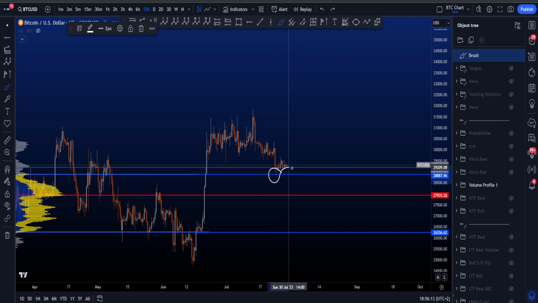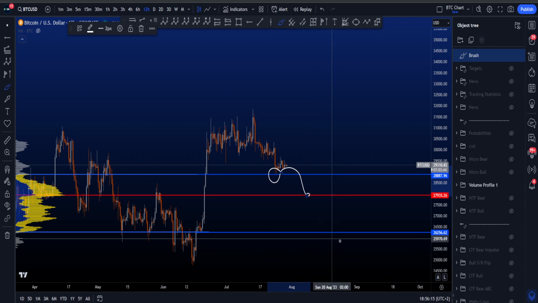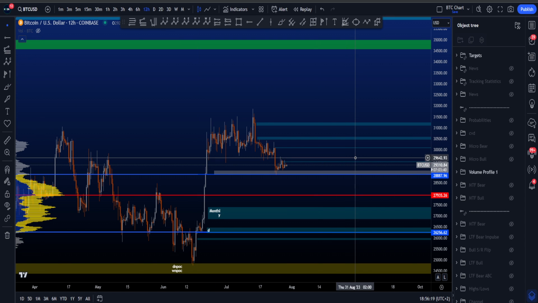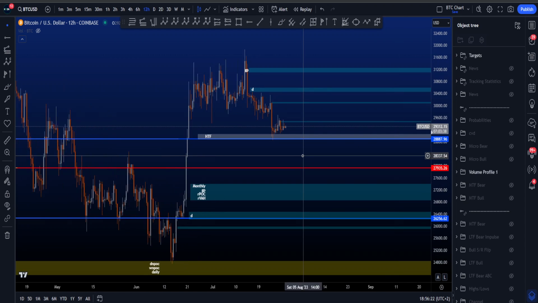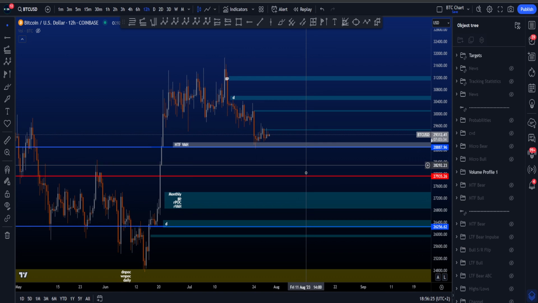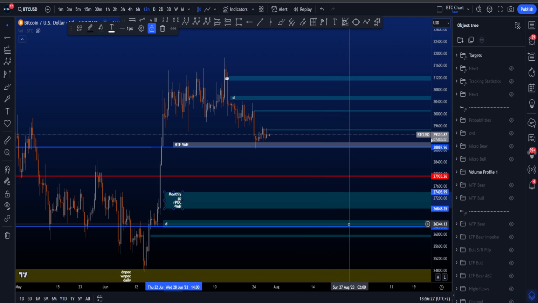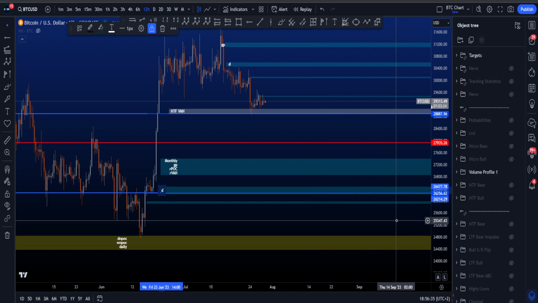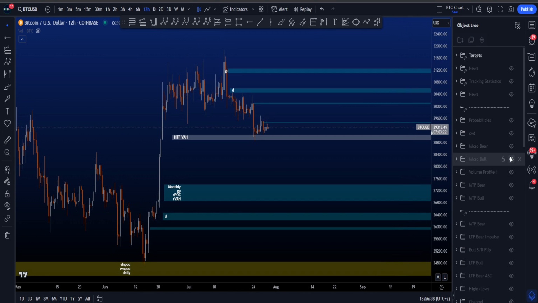If this one gives up, the next target is going to be the point of control at 27.9k. And if we look at the support areas, well, around 27.9k, there is not too much support. It doesn't look too great as a support area, but below the red line, which is the point of control between 26.8 and 27.4k, we do have important support, and also even a little bit lower between 26.2k and 26.4k.